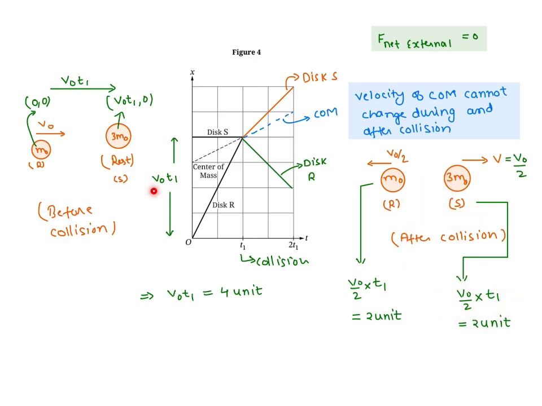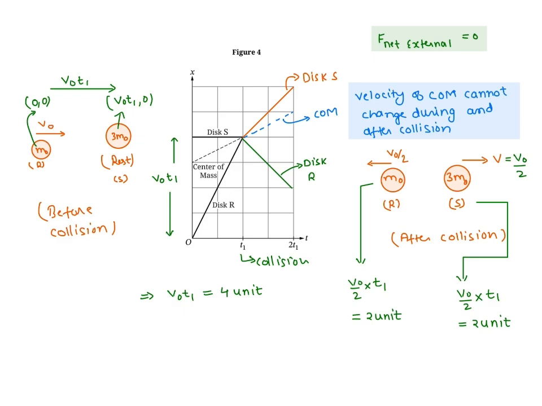Now, see here, v naught t1 has been given to be 1, 2, 3, 4, 4 units. So, v naught t1 is 4 units. So 4 divided by 2 comes out to be 2 units. So the distance traveled by this 3m naught will be represented by 2 units. So kindly see, this is the disk S, and the distance traveled by this disk in time t1 is nothing but 2 units. So this is the x-t graph for disk S.